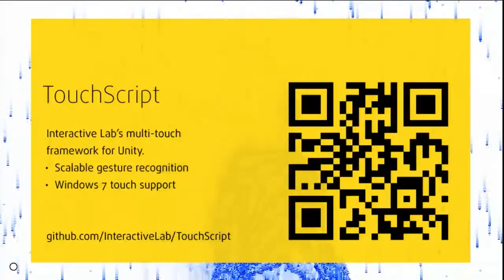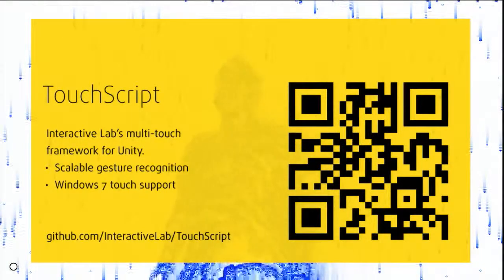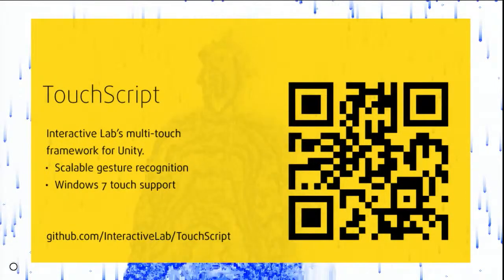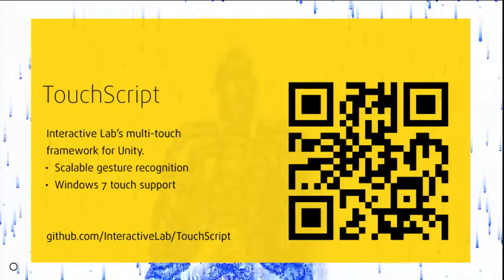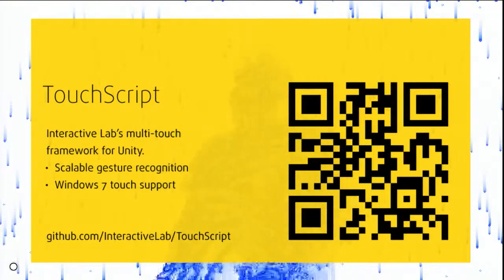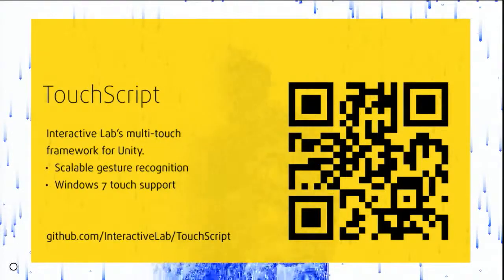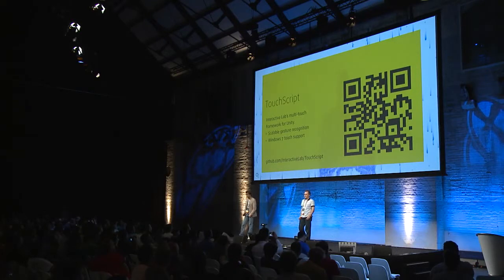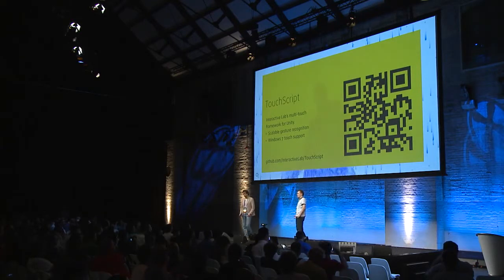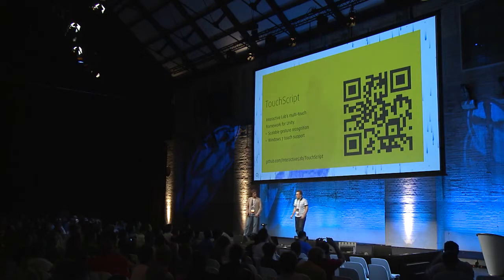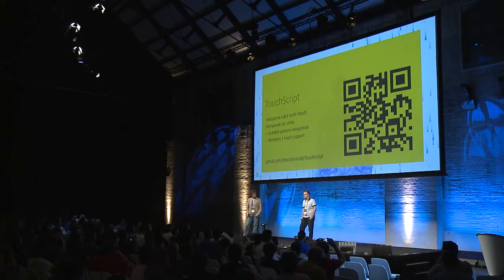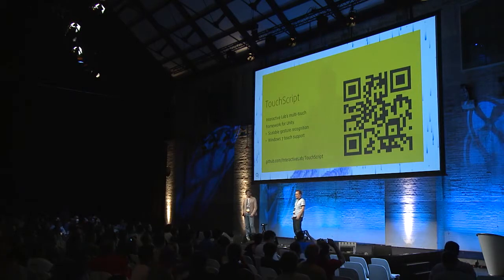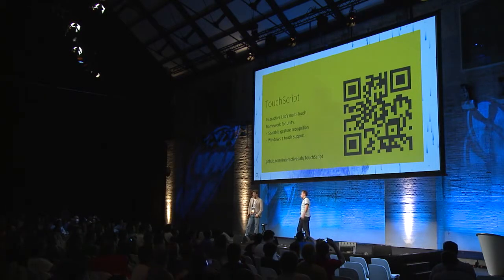All right. Unfortunately, Unity doesn't support Windows 7 Touch, but we got a solution for that. We call it TouchScript. It's our framework we use in multi-touch installations, and we want to announce right now that we decided to open source it. So basically, for all of you multi-touch developers using Unity, you can go to GitHub, download it, use whatever you want.